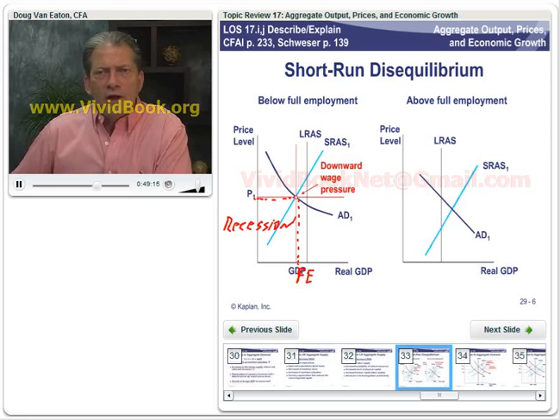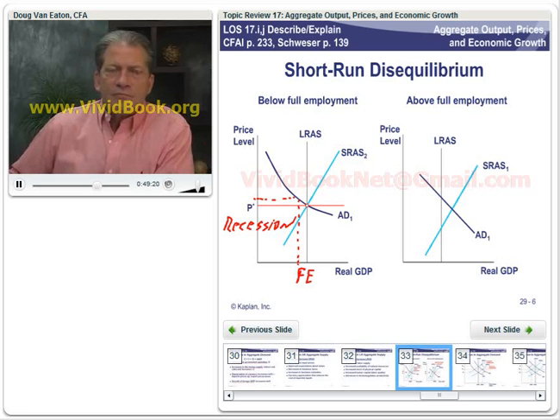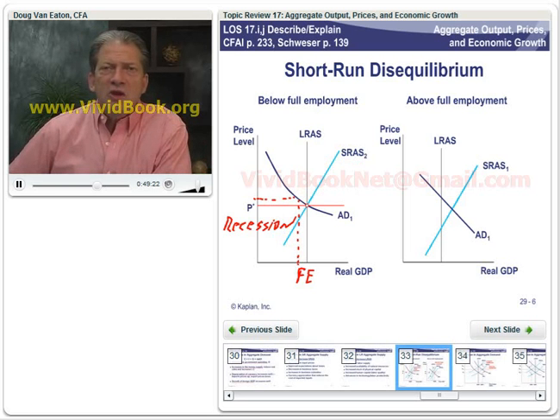Get downward wage pressure, and that shifts us out to a new short-run aggregate supply curve, and we're back in equilibrium. So let's look at what that movement was again.